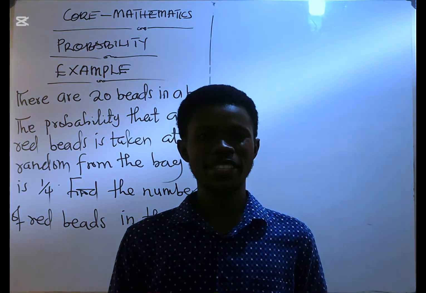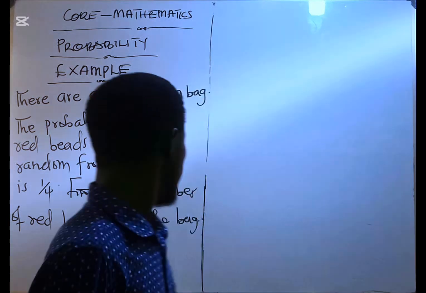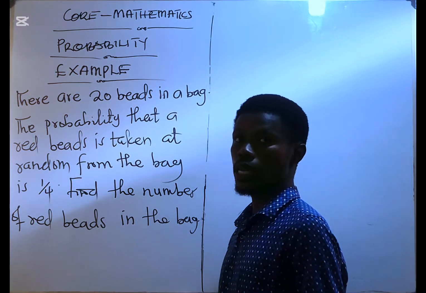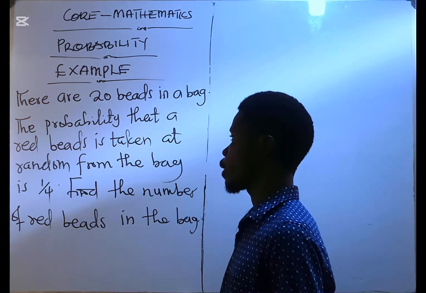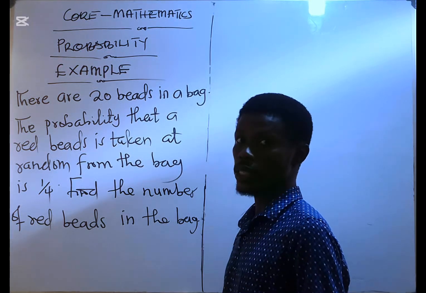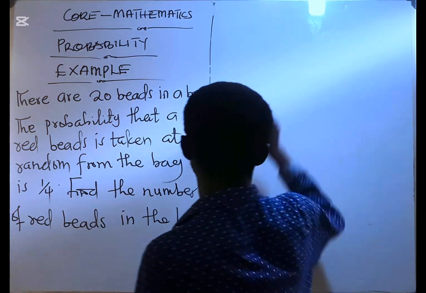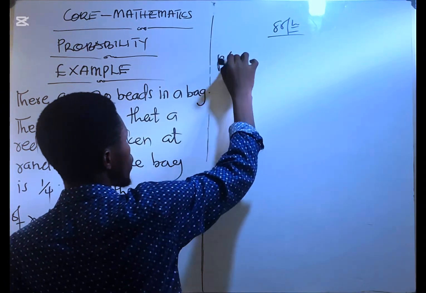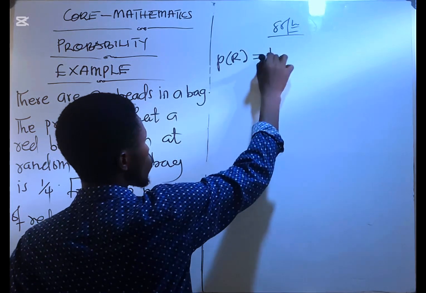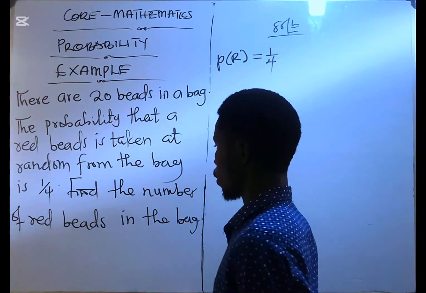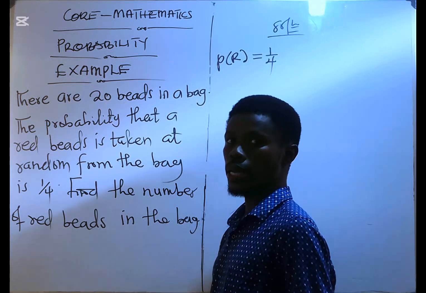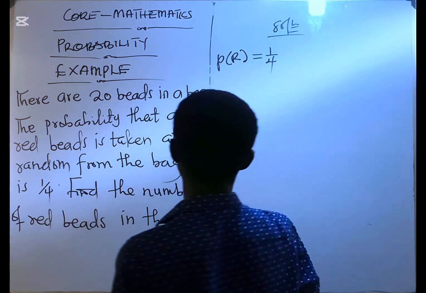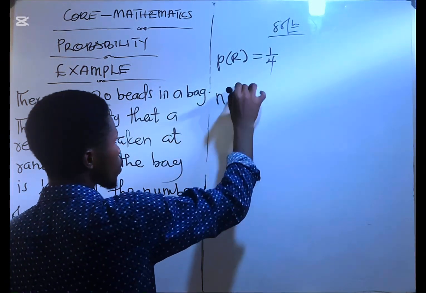So now let's look at the first example under this. Let me read the question. There are 20 bees in a bag. The probability that a red bee is taken at random from the bag is 1/4. So in this case, let me put the data down. Probability of obtaining a red bee is given as 1/4. Find the number of red bees in the bag. The number of sample space has been given as 20.